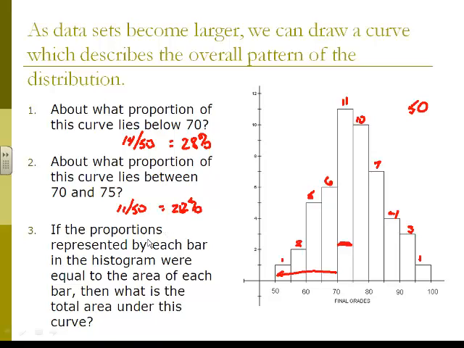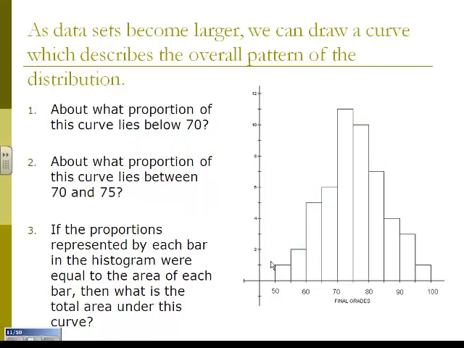Now, if the proportions represented by each bar in the histogram were equal to the area of each bar, then what's the total area under the curve? By the curve, I mean, let's imagine we connect the dots in the center of each bar. If we were to connect these dots, we would make a nice curve that looks something like that.